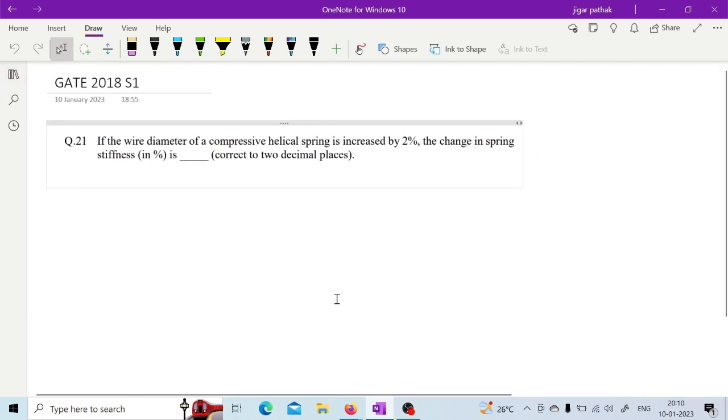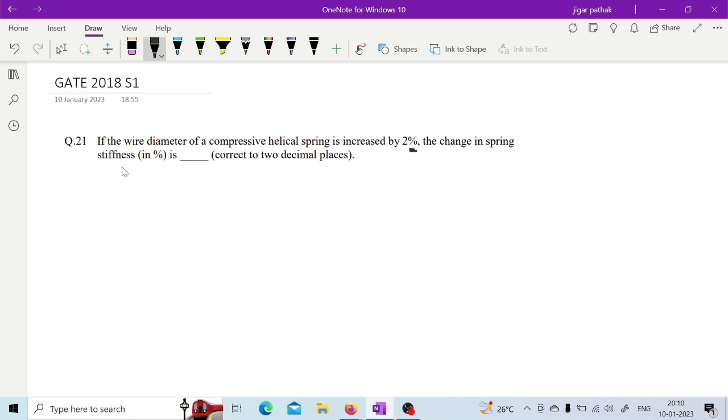So the next is, if the wire diameter of a compressive helical spring is increased by 2%, the change in spring stiffness in percentage. You can calculate this, I guess. First you have to have an idea of how this spring stiffness is related to your wire diameter. It is G d raised to 4 upon 8 D cube, capital D. P is our load. So this is how your stiffness varies. Correct?